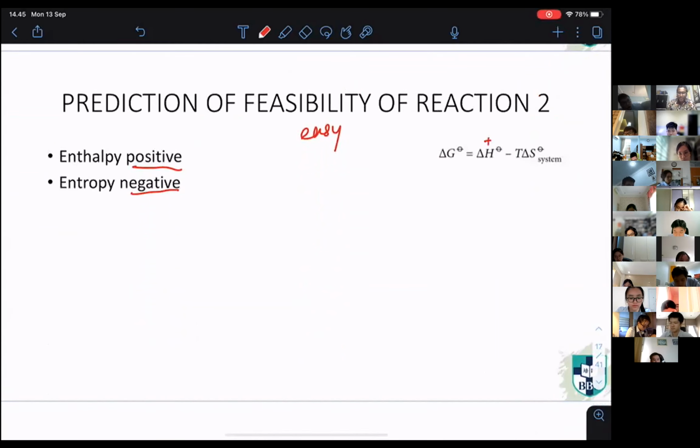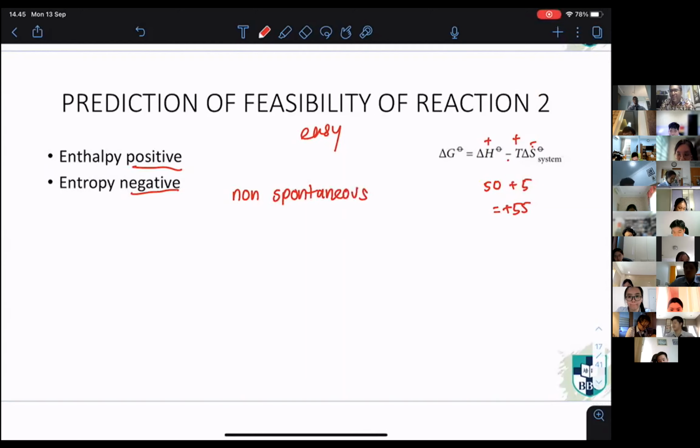Enthalpy is positive and entropy is negative. If this is negative, negative, negative is positive. So if it is similar, 50 plus 5, for example, whatever value, 50 plus 5 is always going to be plus 55. Whatever temperature, it's always going to give you a positive sign. It means that this is always going to be non-spontaneous at any temperature. Non-spontaneous at any temperature.